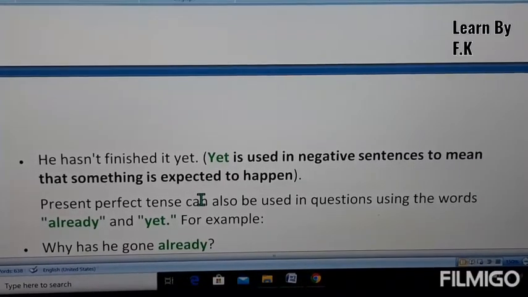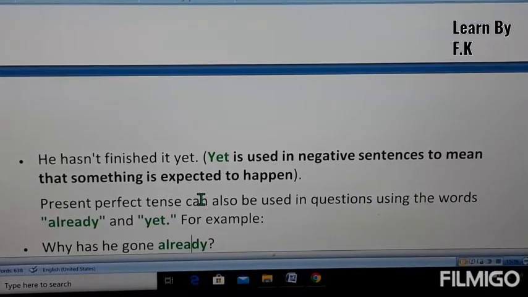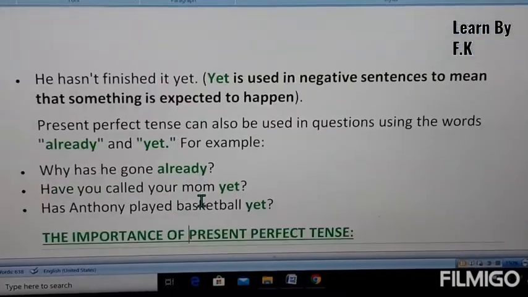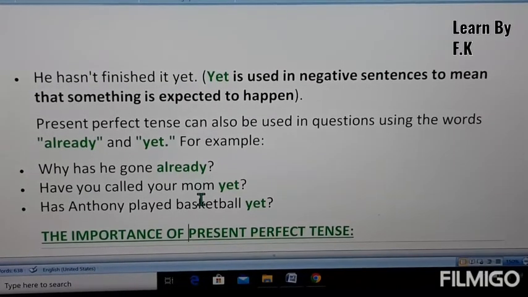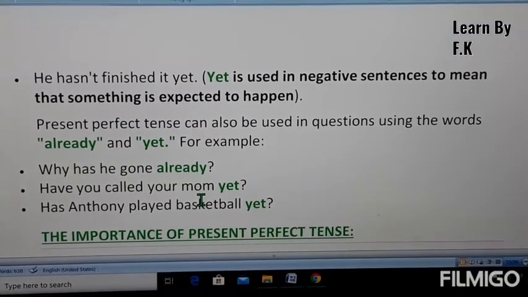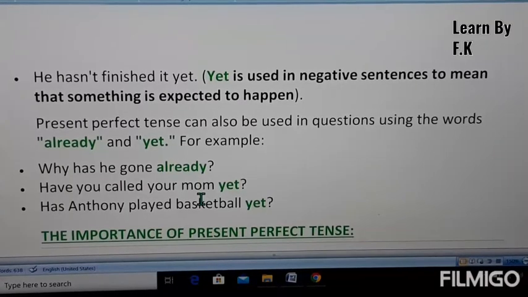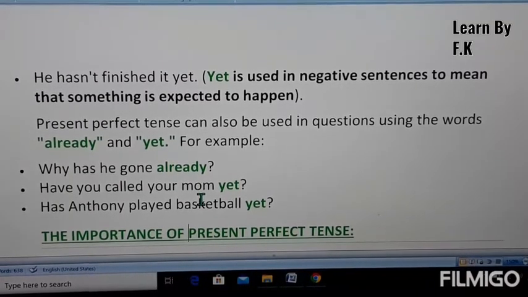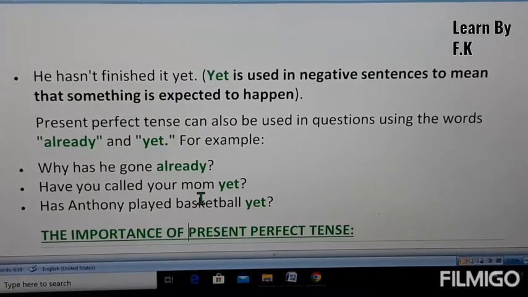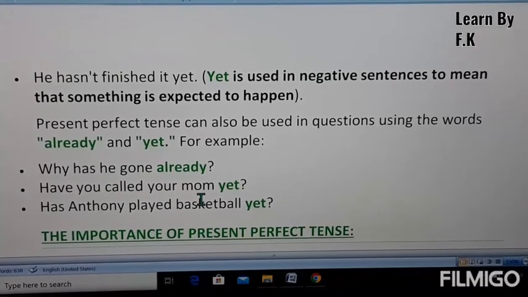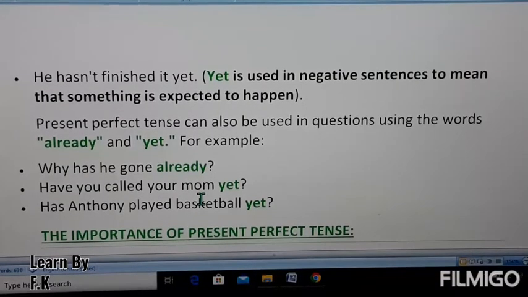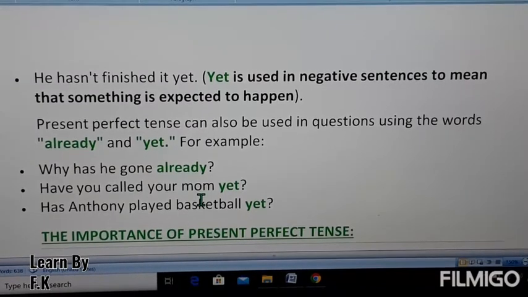Present perfect tense can also be used in questions using the words already and yet. For example, why has she gone already? Have you called your mom yet? Has Anthony played basketball yet? So these are the questions where, as I have already explained, yet is for the expectation you have of someone, and in question form it means you are expecting something from him or anyone.